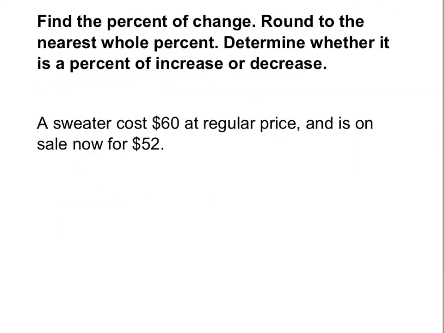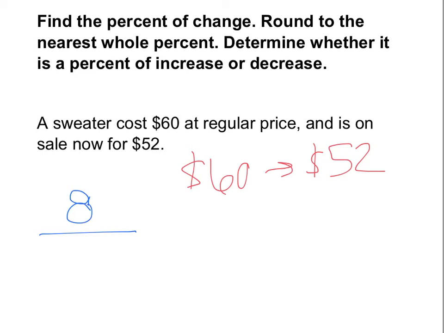Let's try another one. Same exact directions, different problem. So a sweater costs $60 at regular price, and it's now on sale for $52. So you make a fraction. The top number is by how much it's changed. So how much has it changed from 60 to 52? Well, it's gone down 8, so you just put an 8 up there. And then on the bottom, you just write the original number, so 60.